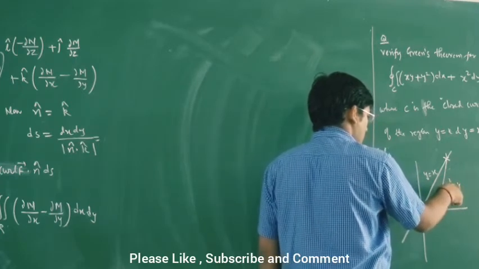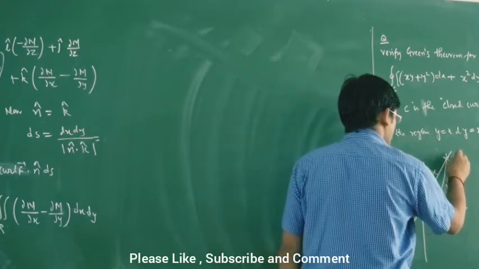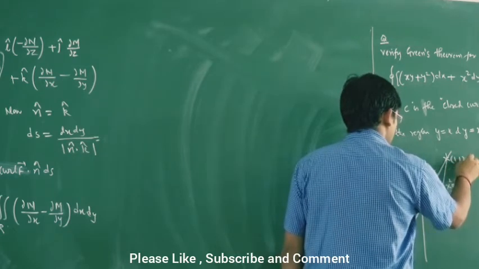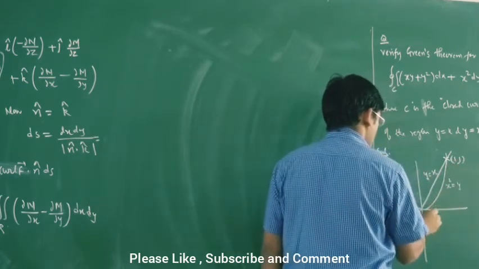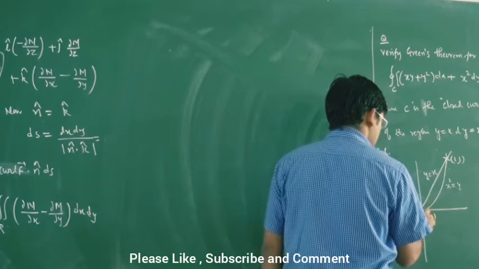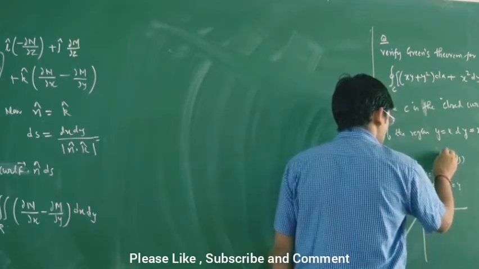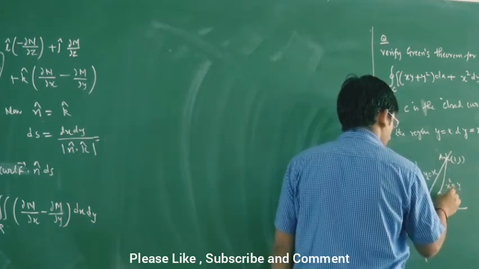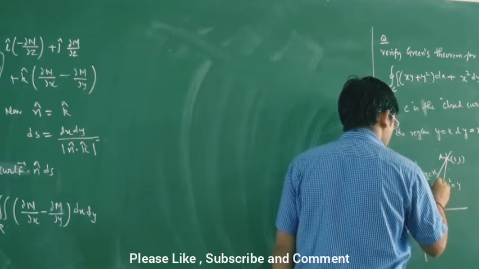So your x will be common. So we have x equal to 0 or 1. So this will be your 1. And again the value of y will be 1. And this is your 0, 0. Say this is your point O. Say this is your A. Say this is your curve C1. Then say this is your curve C2.